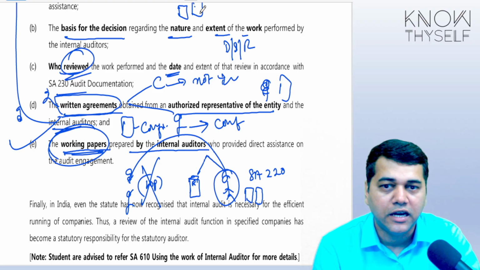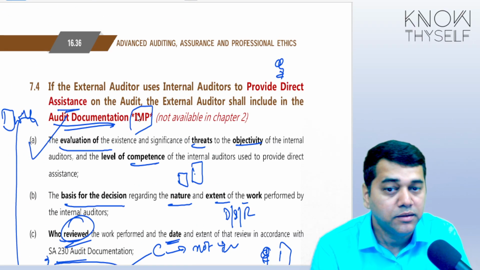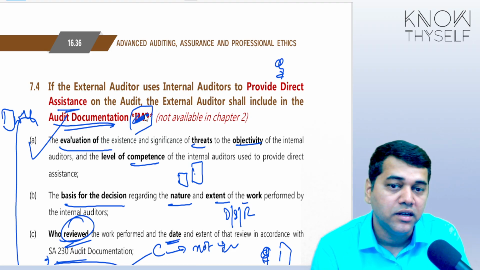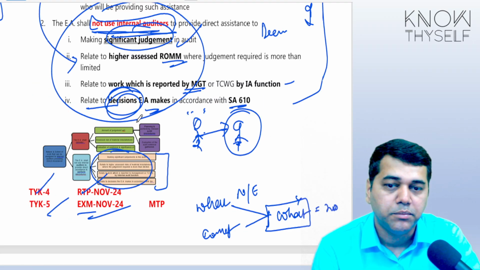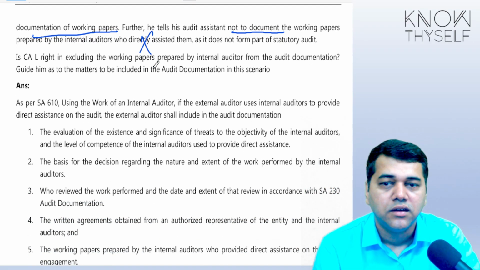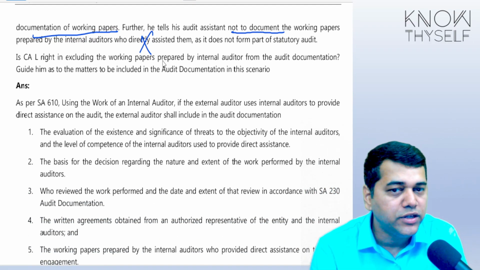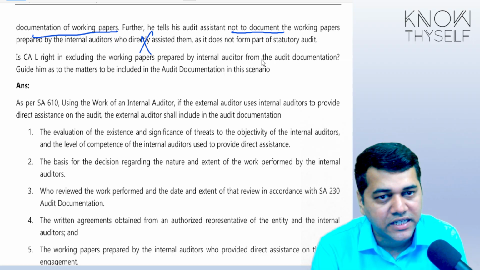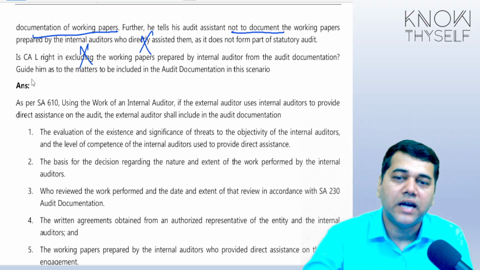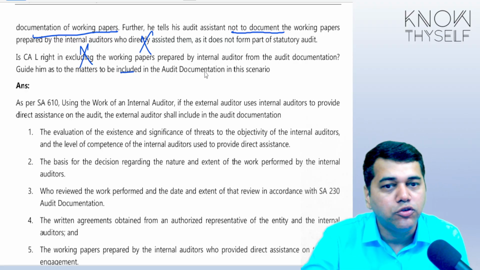I told you in the study material to mark it important earlier, because when previously I saw this question, I had marked it. So we can reduce that priority, because they have already asked this question. Now, is CAL right in excluding the working papers prepared by the internal auditors from audit documentation? The answer is no. Guide them related to the matters to be included in the documentation.